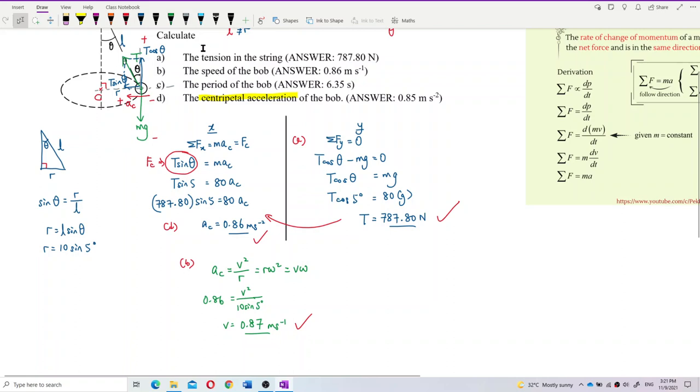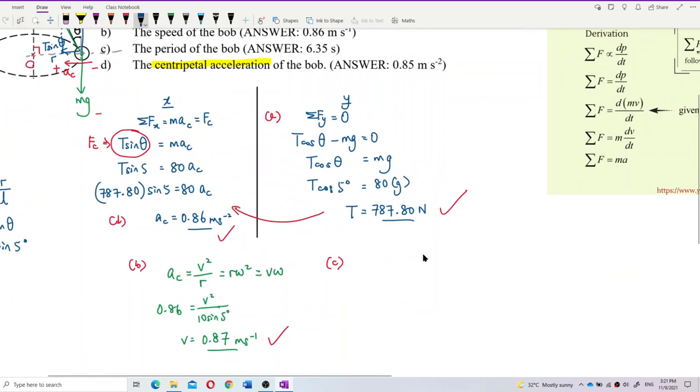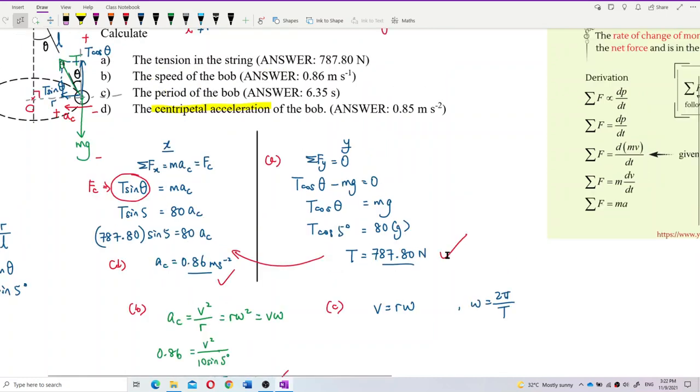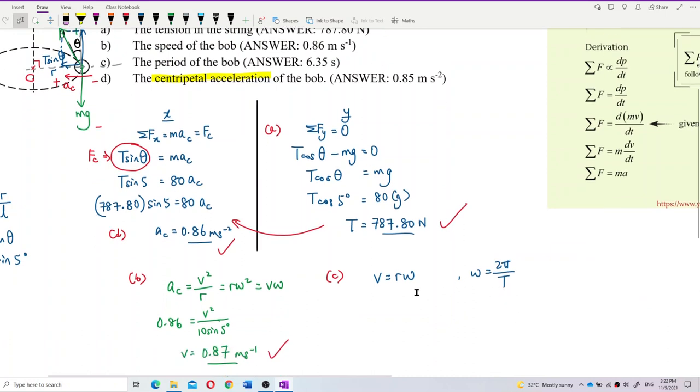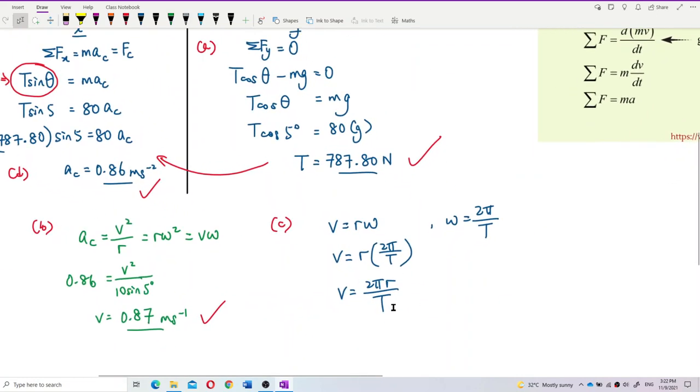Now to find the period. What formula do we have to find the period? We know v equals R omega, and we also know that omega is 2 pi over the period. Substituting, v is R times 2 pi over the period, so v is actually 2 pi R over the period. So we can find the period.